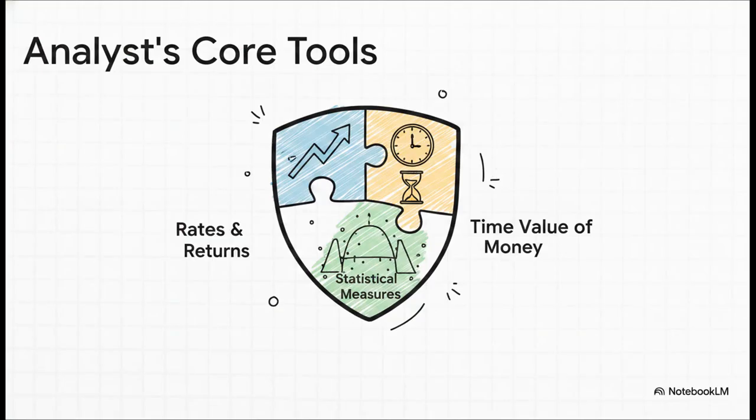To wrap up this explainer, remember that a truly successful analyst doesn't use any of these tools in isolation. It's all about seamlessly combining rates, time value, and statistical variance to critically evaluate investments. You need rates and returns to ensure you're adjusting for inflation and using time-weighted math to judge managers fairly. You need the time value of money to discount future cash flows back to today using continuous compounding. And you absolutely need statistical measures to map out the exact dispersion and kurtosis of your historical data so those fat tails don't catch you off guard. Bring all that together, and you've got yourself a pretty impenetrable analytical framework.